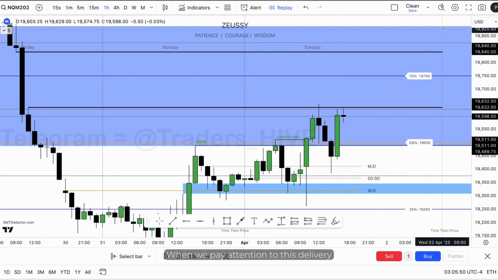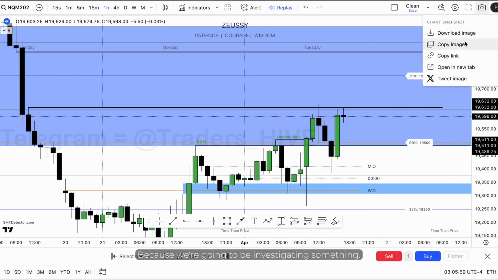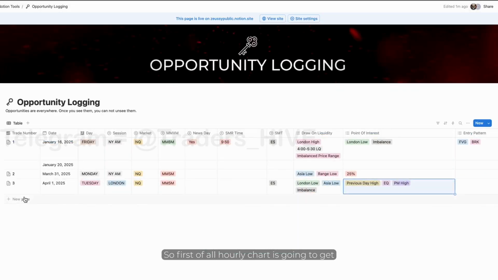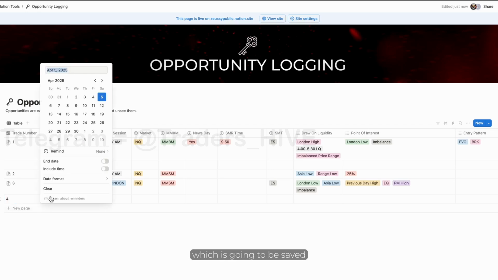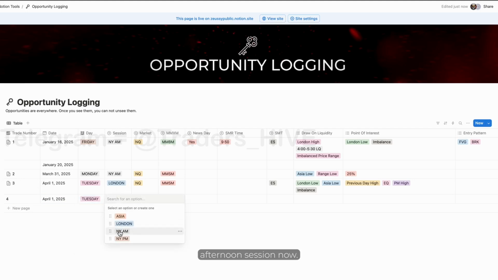When we pay attention to this delivery, what we're going to do is actually drop into a 15-minute time frame as well, because we're going to be investigating something. So first of all, the RE chart is going to get saved, and the RE chart which is going to be saved is for April 1st right here, for the Tuesday, and we're looking at the afternoon session now.